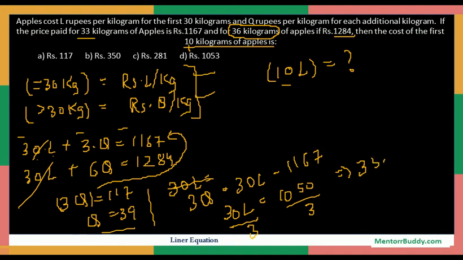350. So the cost of first 10 kilograms of apple will be 350 rupees, and that is given as option number B. That's the correct answer.